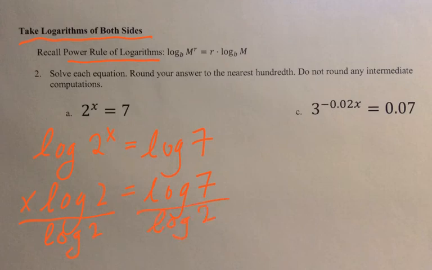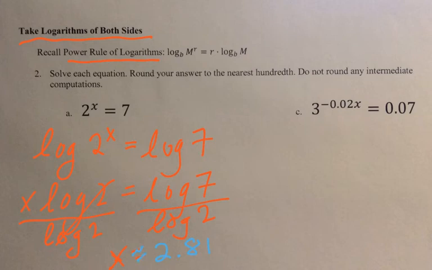That's something we can plug into our calculator. So x is actually going to be equal to log of 7 divided by log of 2. If I calculate that in my calculator, we get, rounded to the nearest hundredth, which is the second decimal place, 2.81. It's actually 2.807, so rounded it would be 2.81, and I'm actually going to make that an approximate because it's not equal to.